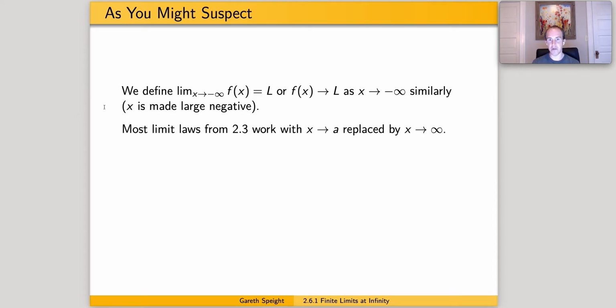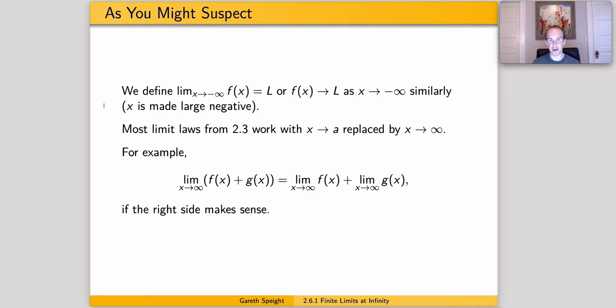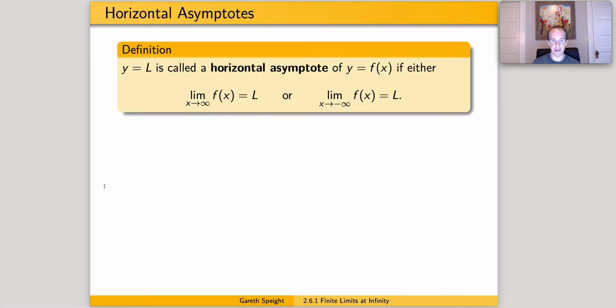And most of the limit laws that we talked about in 2.3 work with x tends to a replaced by x tends to infinity. For instance, the sum law: instead of x tends to a, we can say the limit as x tends to infinity of f plus g is the sum of the limits. Similarly with differences, products, powers, and quotients, provided the limit of the bottom is non-zero. So we can use all those rules, but now with the limit as x tends to infinity, or as x tends to minus infinity.